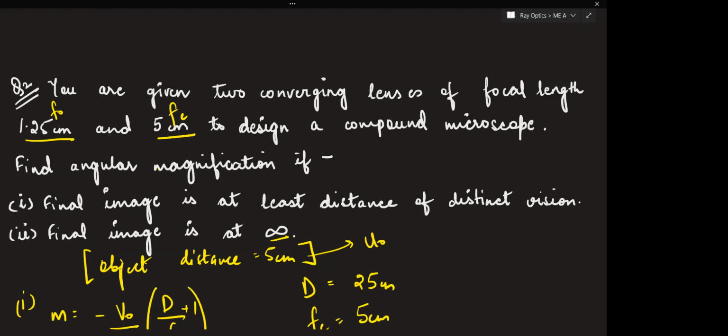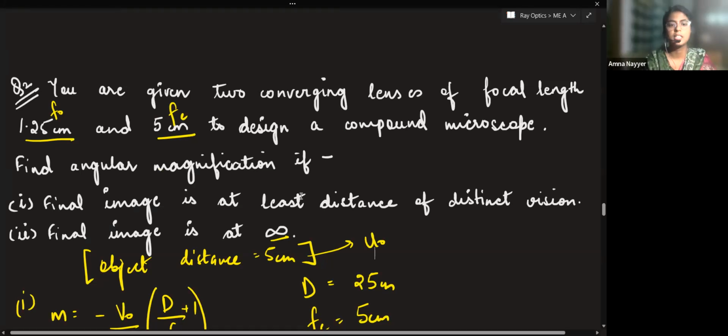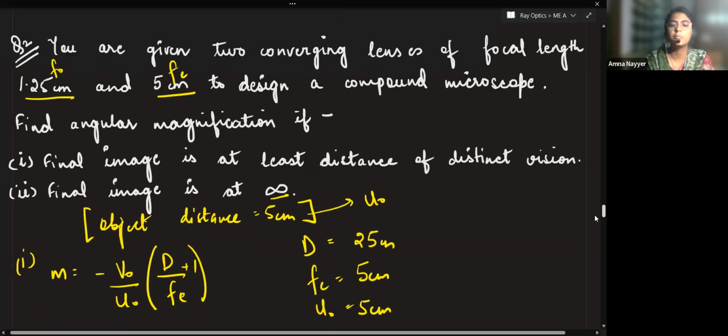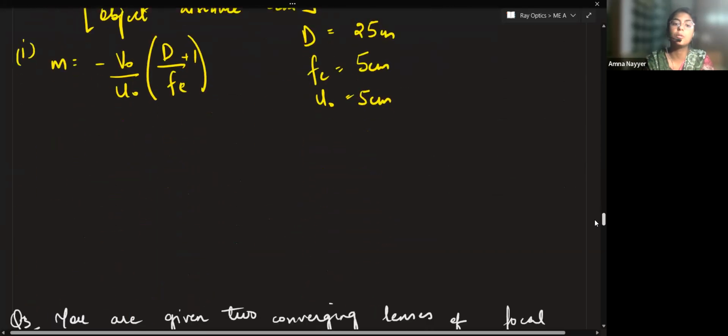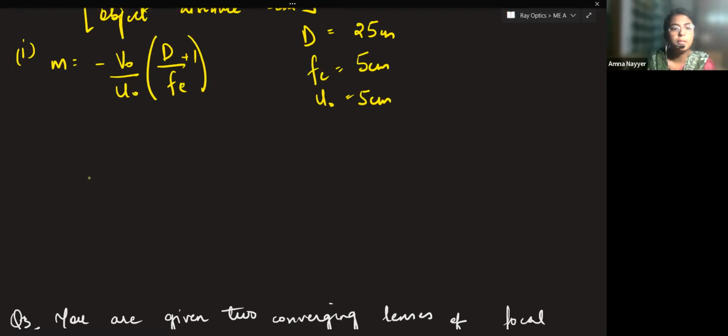1 by F is equal to 1 by V minus 1 by U. Yes, sir. Perfect. That is the lens formula. Using lens formula, you have to calculate. See, if you use lens formula, it will be 1 by F naught is equal to 1 by V naught minus 1 by U naught.